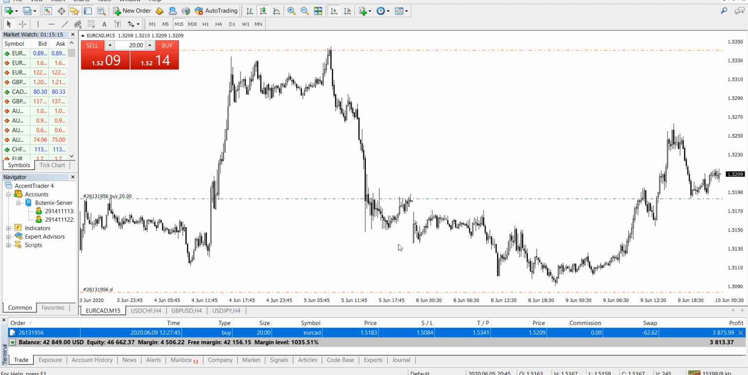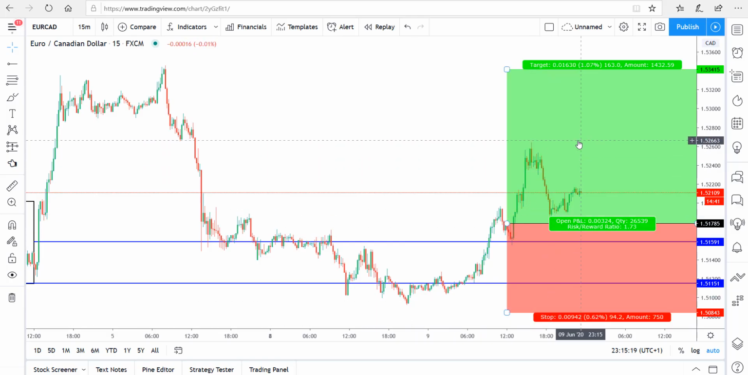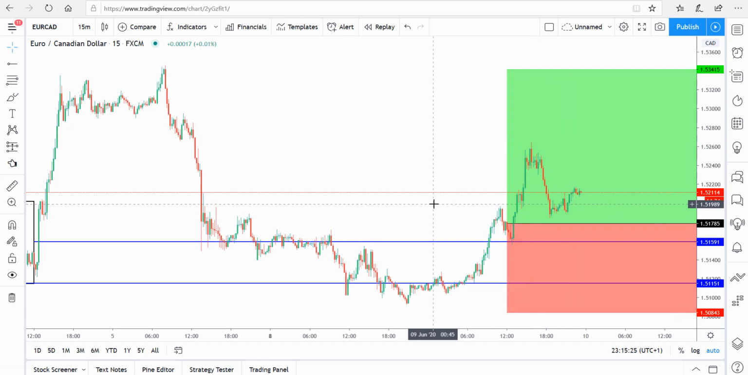So the next move is that as soon as this market creates a new structure and breaks that previous structure, I will be moving my stop loss to break even. So I'm going to pause this video and I'll come back once the market has done that, and I'll move the stop loss to break even.